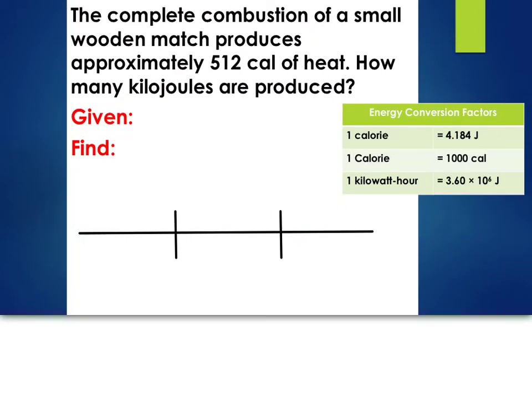Alright, so let's look at another example now. The complete combustion of a small wooden match produces approximately 512 calories of heat. How many kilojoules are produced? So again, we look for what we're given. 512 calories, and this time is a small cal. So we're given 512 calories, and we want to find kilojoules. And that K needs to be small.